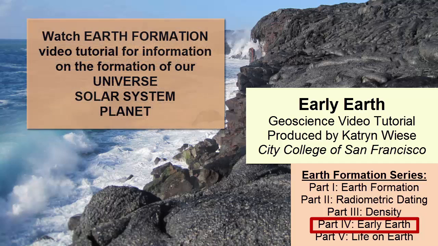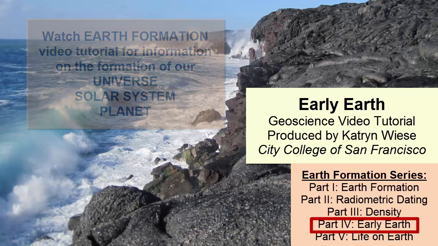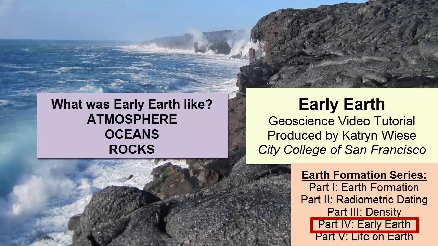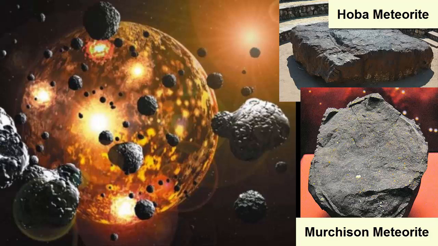After having watched the Earth formation video tutorial, we now have an understanding of how our universe, solar system, and planet formed. But what was early Earth like? How did the rocks we see on the surface form? The atmosphere? The oceans? Since the Earth formed through the collision and accretion of meteorites, studying what meteorites are made of helps us learn what our planet is made of.